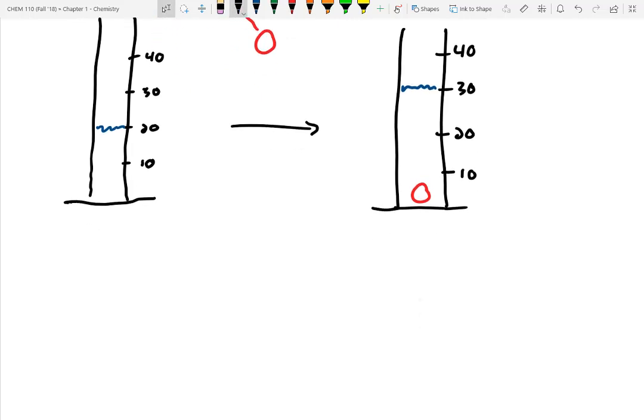Like I said, oftentimes chemists will use milliliters. And the symbol for milliliters is lowercase m and usually a capital L. However, sometimes you'll see it in a lowercase l as well. And usually this is the unit that's used for liquids.